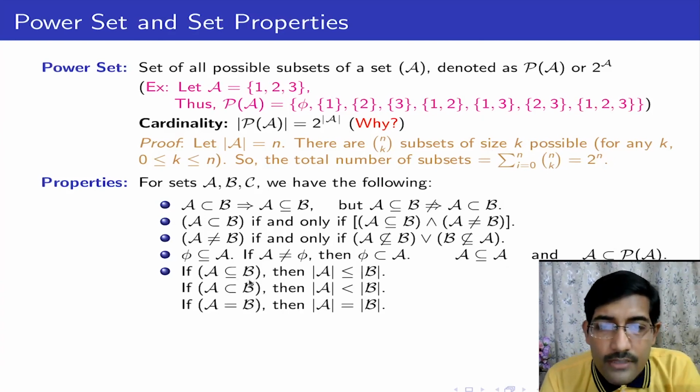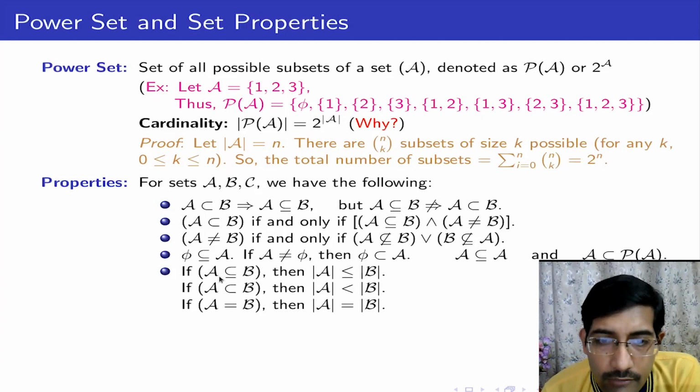If A is a subset of B, then definitely the cardinality of A must be less than or equal to that of B. If both are equal, it will be equal. If it is a proper subset, it is less than. These are obvious because by the definition of subset and proper subset, all members of A should be in B. In a proper subset, there are some extra in B, so the strict inequality holds. Here there is less than or equal to.